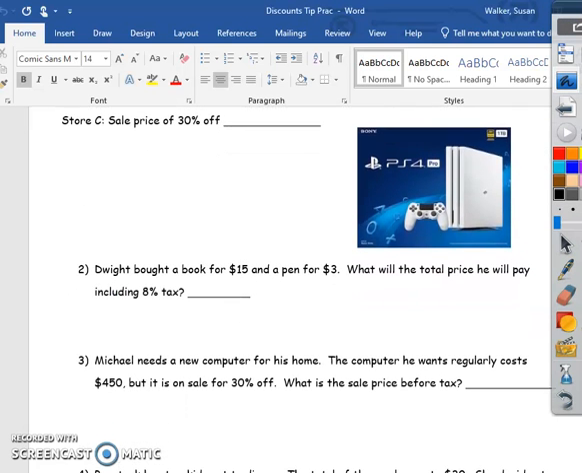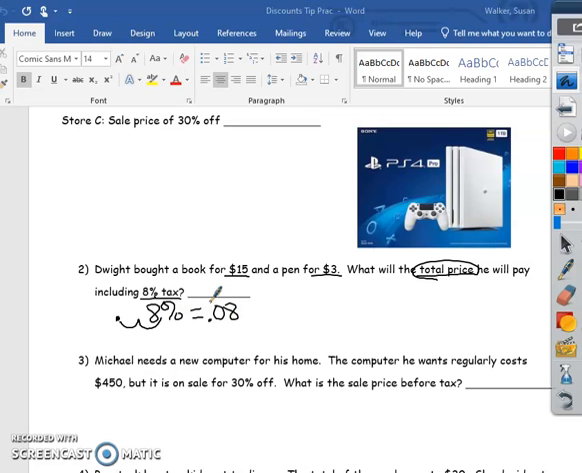So on number 2, we're just going to start this and y'all are going to finish this, but I just wanted us to talk about it. Dwight bought a book for $15 and a pen for $3. What will be the total price he will pay, including 8% tax? So this is a basic problem. So this is change the percent to a decimal and multiply. So 8%, move it 1, 2. So that's 0.08.